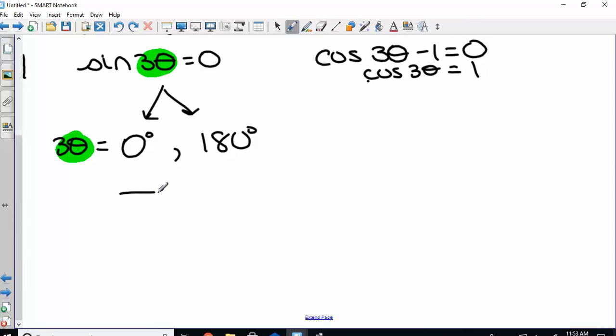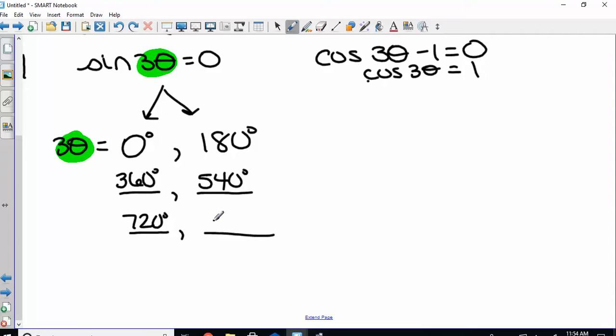If I want to triple that, 2 times 3 tells me there should be 6. How do I get the others? So 0 plus 360 is 360. Add 360 again, you get 720. 180 plus 360, 540 plus 360 is 900. But I'm not done because I'm solving for theta. I have a 3 theta. So now what do we do?